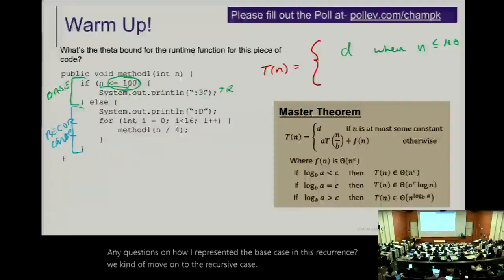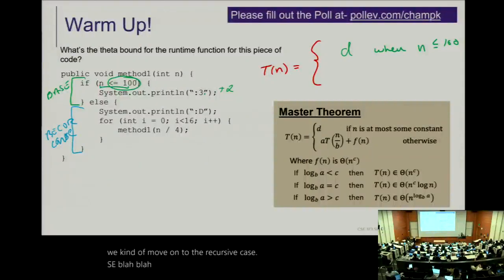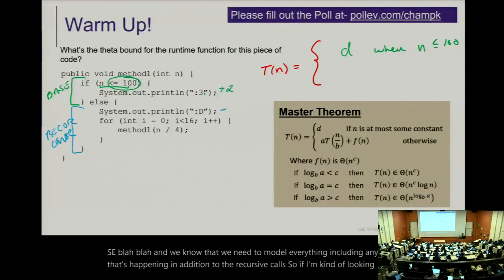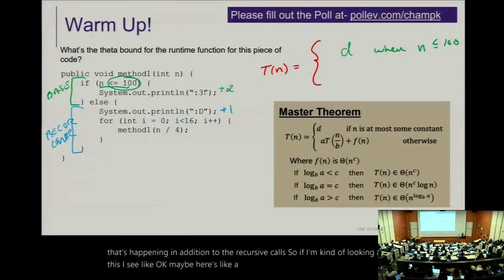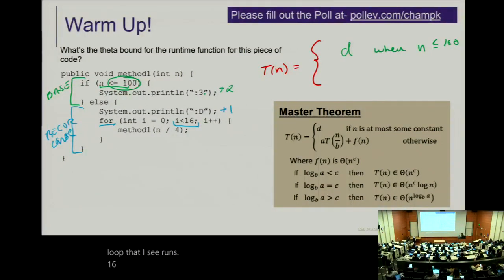And we know that we need to model everything, including any work that's happening in addition to the recursive calls. So if I'm looking at this, I see maybe here's a +1. And then I've got a for loop that I see runs 16 times. And inside of that for loop is that dreaded recursive call.